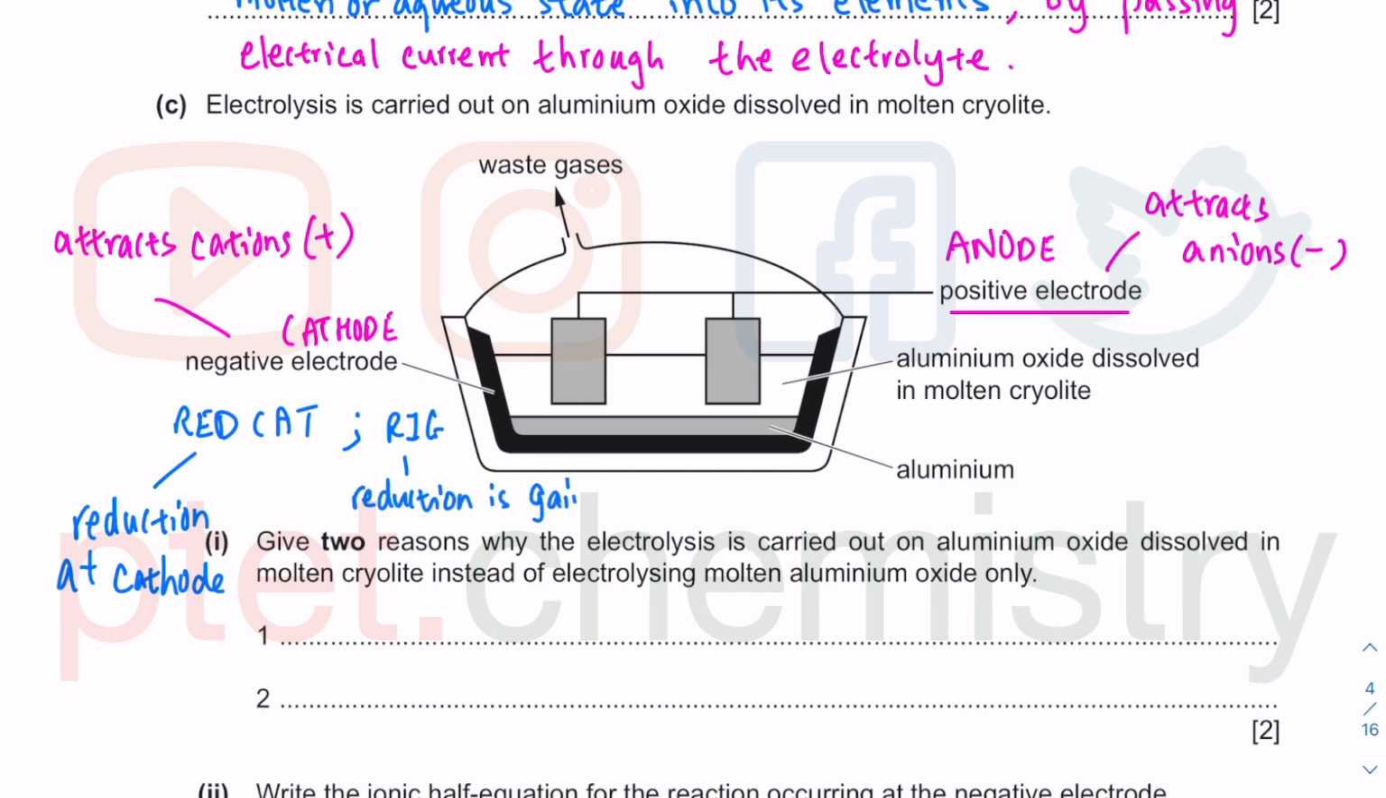So overall, the concept is cations go to cathode. Cations are positive ions. Cations get reduced at the cathode based on red cat, by gaining electrons. Our electrolyte doesn't just consist of aluminum oxide, it consists of molten cryolite. This is very important to reduce the energy demand.